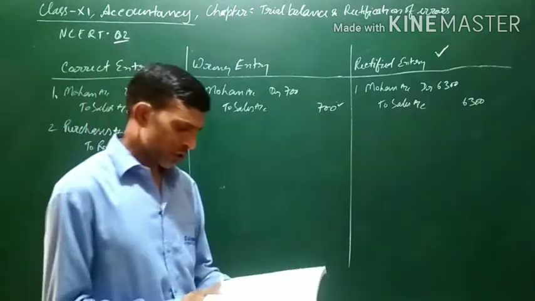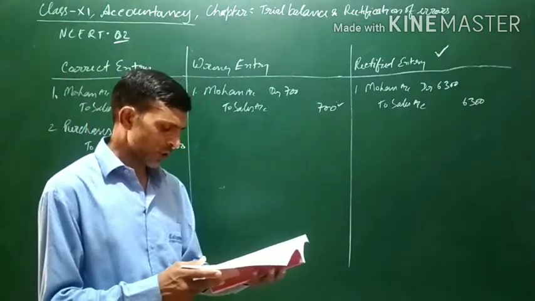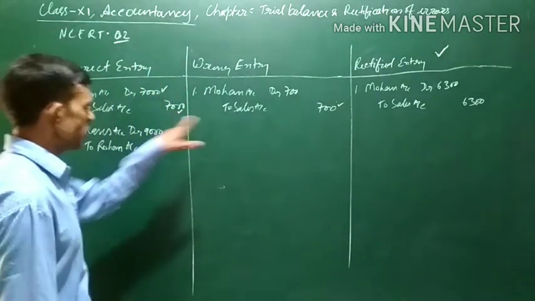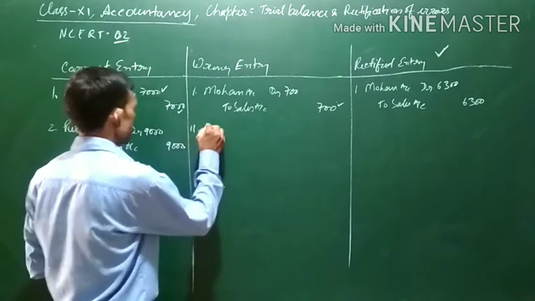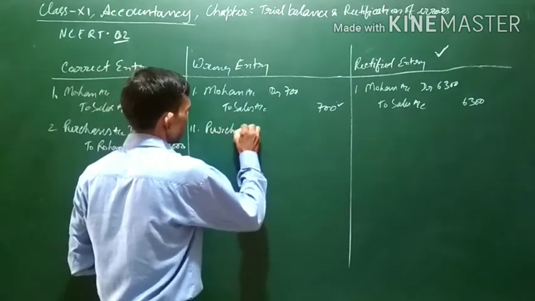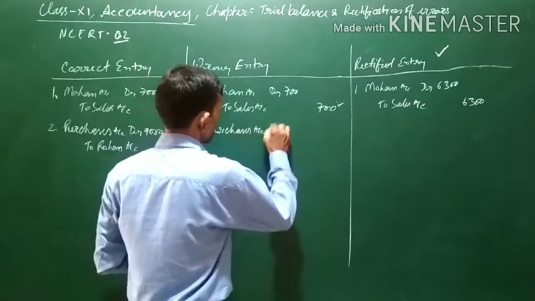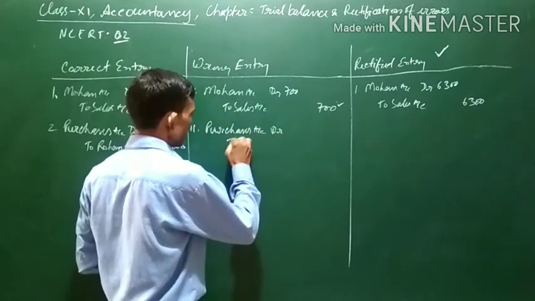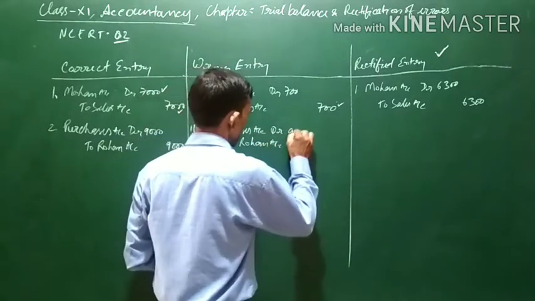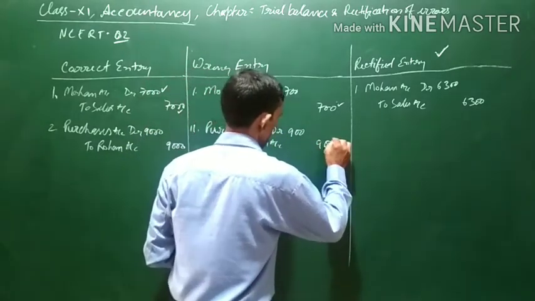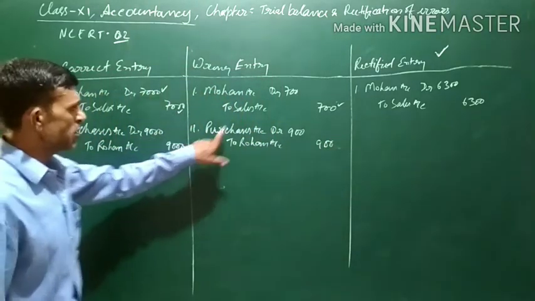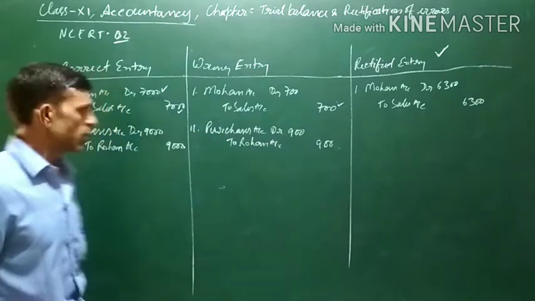Now it is given in the question that credit purchase from Rohan, 9,000, was recorded as 900. So instead of 9,000, it is recorded as 900 only. Means the entry is what entry? The wrong entry is purchase account debit to Rohan account, 900. Means instead of 9,000 debit, the purchase has been debited with 900 only.